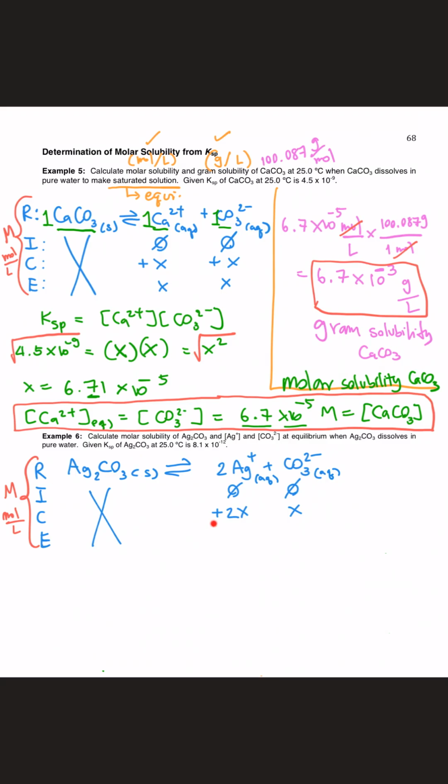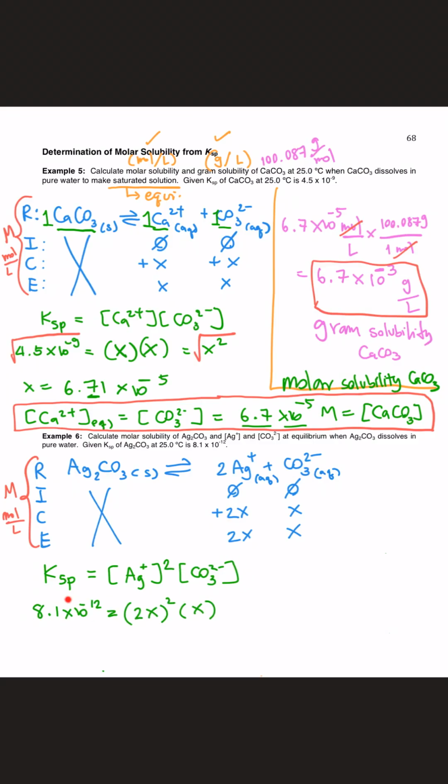Therefore, the change for silver ion would be plus 2x because over time the product would increase, and for carbonate ion it will be plus x because over time the product also increases. The concentration of silver ion would be 2 times greater than the carbonate ion according to the stoichiometric ratio. Therefore, the concentration at equilibrium for silver ions and carbonate ion would be 2x and x respectively. Next, write the Ksp expression in order to solve for x. Ksp for this reaction would be silver ion, and we have the coefficient 2 in front of it, so the silver ion concentration is squared, multiplied by the concentration of carbonate ion.